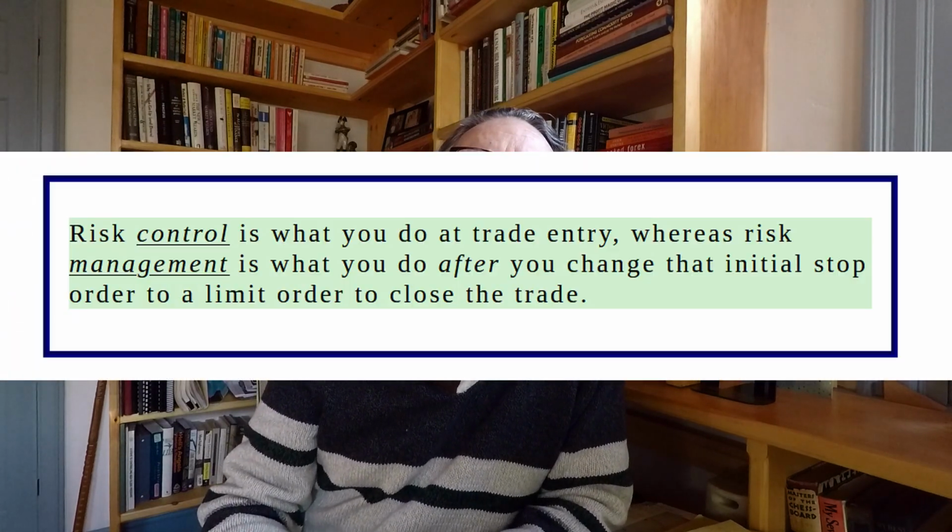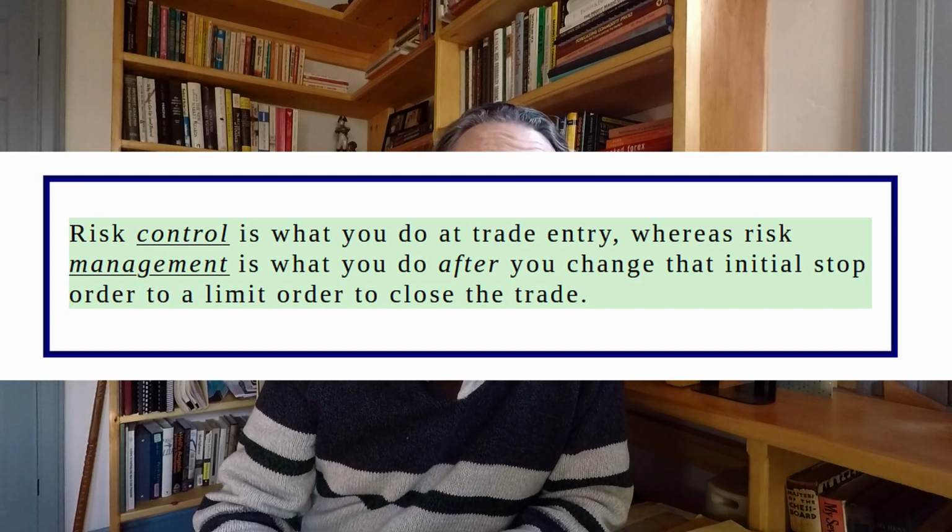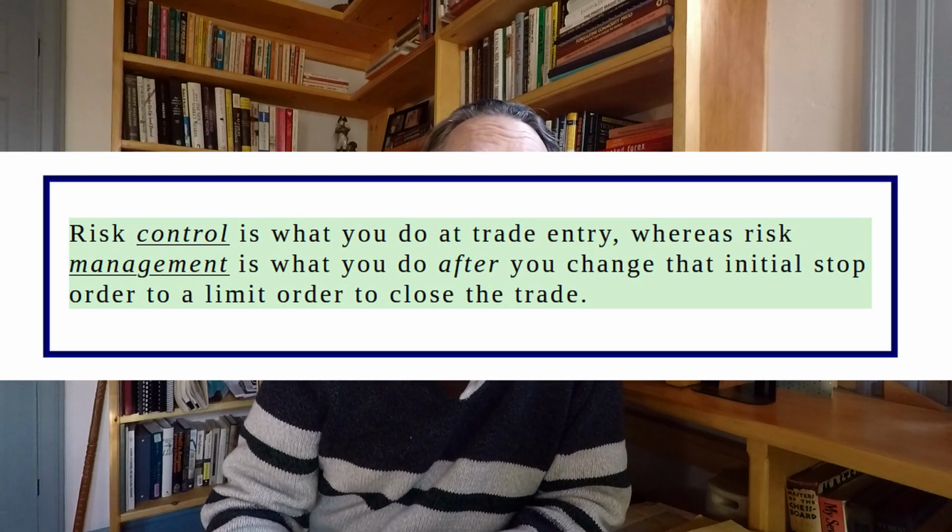I don't think I've ever heard that differentiation made, and you can see that from the fourth chart that I've put up there: risk control is what you do at trade entry, whereas risk management is what you do after you change that initial stop order to a limit order to close the trade during price action as the trade moves on. You don't really need to know that because you just intuitively do that sort of thing. But I think there is a need to know that you're doing something different when you're doing trade management than when you're doing trade entry.